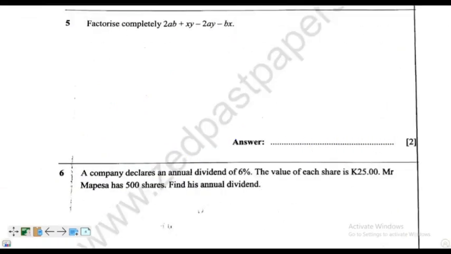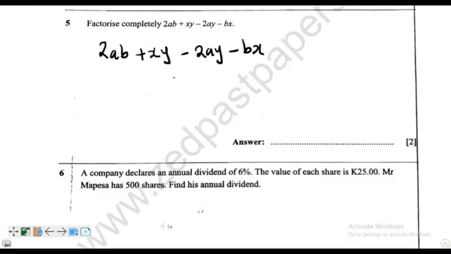I've now come to question 5. Question 5: factorize completely 2ab plus xy minus 2ay minus bx. So they want us to factorize this expression completely. Okay, so with this one you can factorize. We start with grouping. We group, then we factorize.